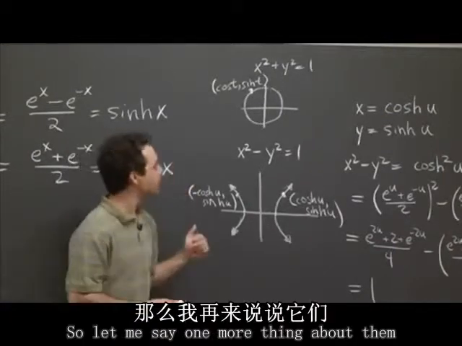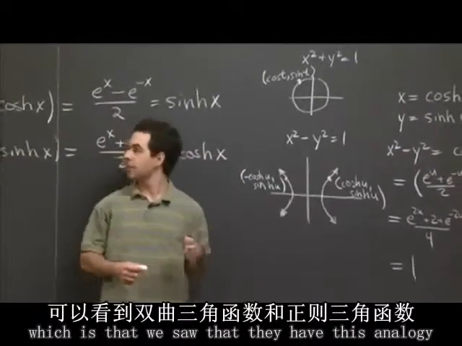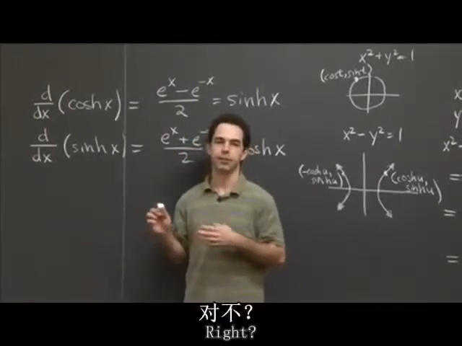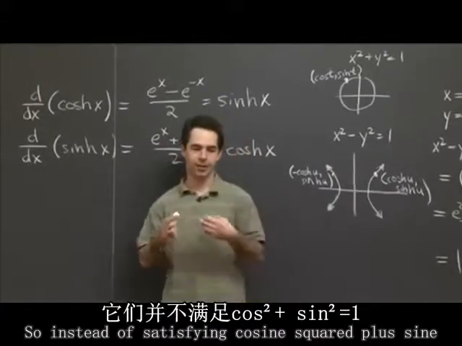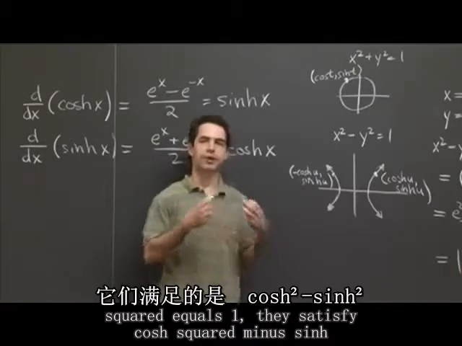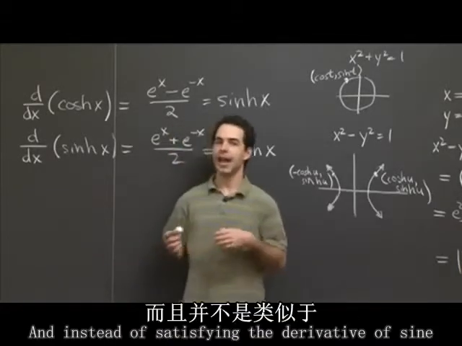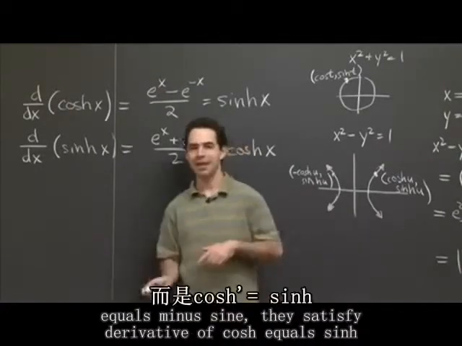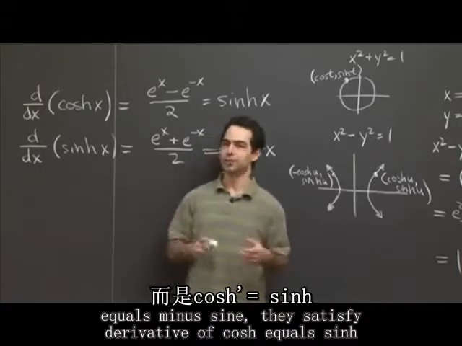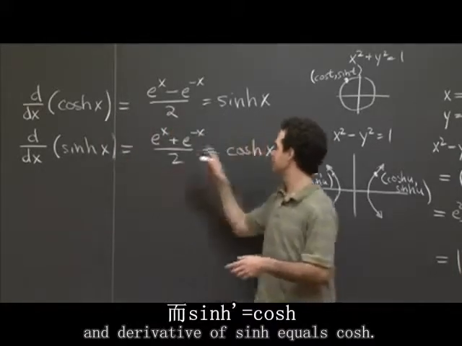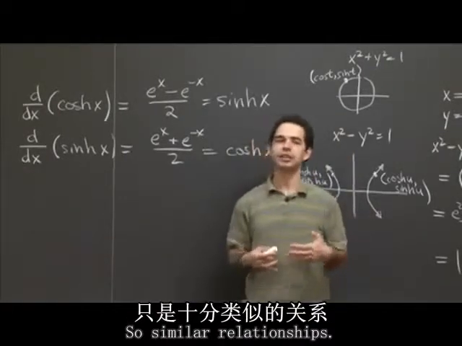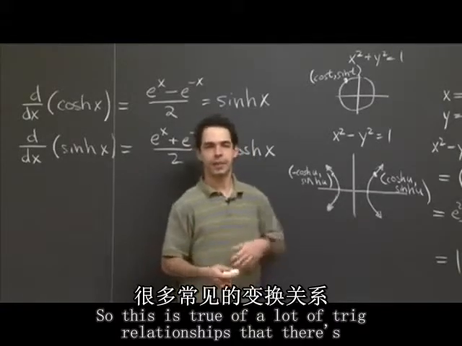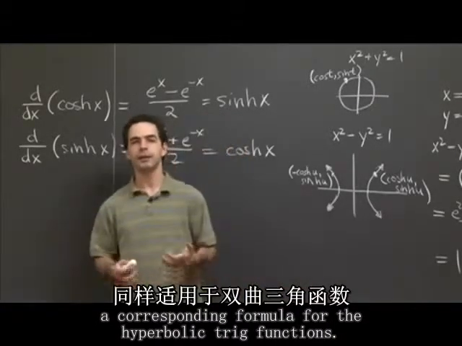So let me say one more thing about them, which is that they have this analogy with regular trig functions. Instead of satisfying cosine squared plus sine squared equals 1, they satisfy cosh squared minus sinh squared equals 1. And instead of satisfying the derivative of sine equals cosine and the derivative of cosine equals minus sine, they satisfy derivative of cosh equals sinh and derivative of sinh equals cosh. So similar relationships, not exactly the same, but similar. This is true of a lot of trig relationships, that there's a corresponding formula for the hyperbolic trig functions.